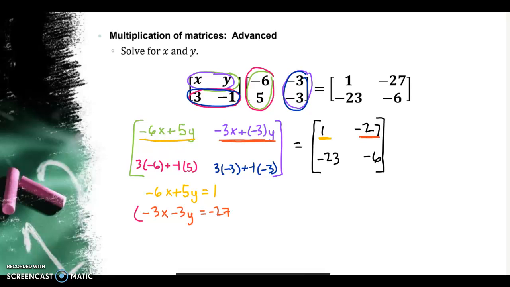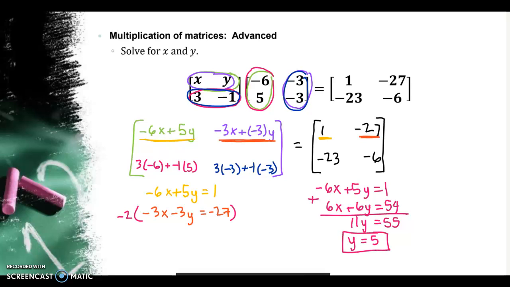I can multiply this equation by 2, and I'll get the system of equations negative 6x plus 5y equals 1, and negative 6x, I'm actually going to multiply by negative 2 because I want my x's to eliminate. So I'll get a positive 6x plus 6y equals 54. And when I add these together, my x's eliminate, and I get 11y equals 55. So that means that y equals 5.